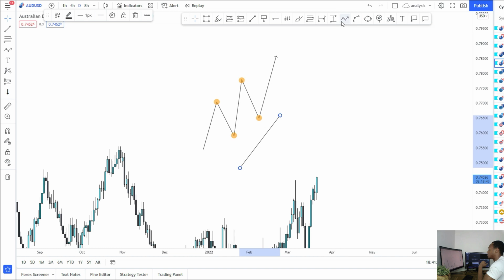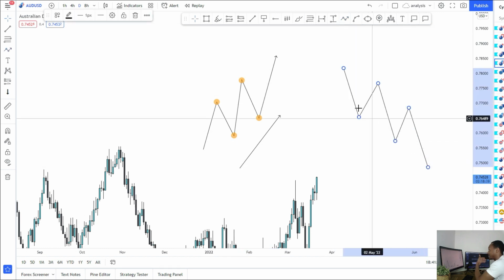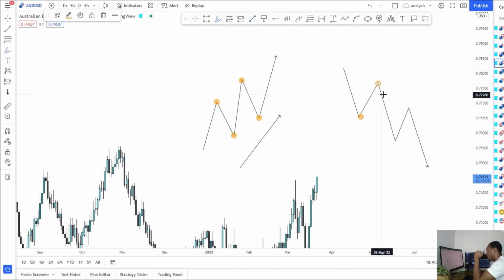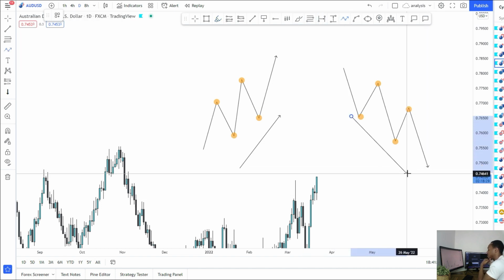And in a bearish market, it's doing the exact opposite, forming lower lows and lower highs as it's moving to the downside. So we've got the low, the lower high, the lower low, lower high, and so on and so forth. And that market is obviously moving to the downside.